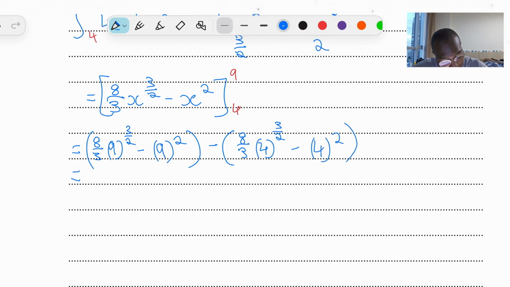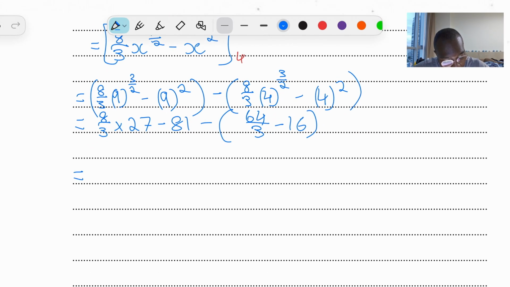So that gives me the square root of 9, 3, so we get 27. So we get 27 times 8 over 3, if I'm not mistaken. Okay, so rather here, 8 over 3 times 27 minus 81. And then for this one, we get 64 over 3 minus 16. Okay, so 8 over 27. Now I can see that that's going to cancel down.